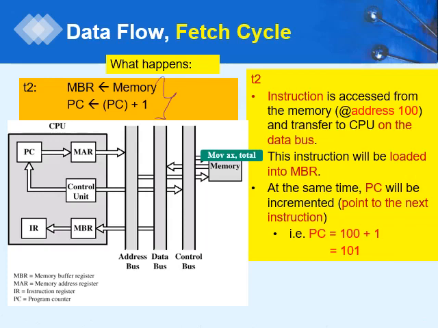First, what we have in memory is the instruction. So at 100, the instruction is move AX total. It will be sent into the data bus and put inside MBR. So that is T2. At the same time, PC needs to be incremented by 1. So now PC becomes 101.